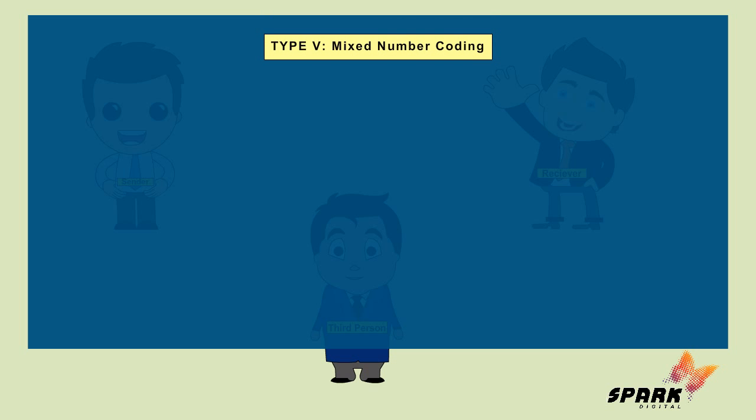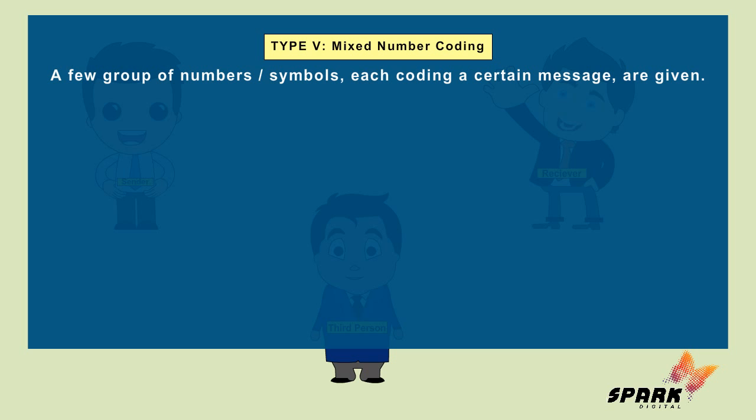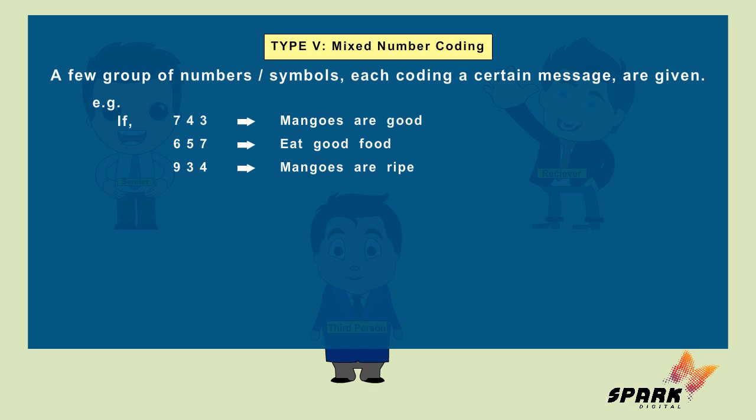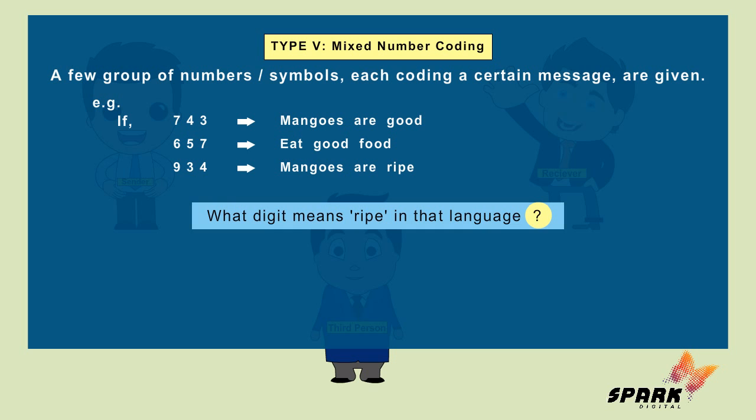Type 5. Mixed number coding. In this case, a few group of numbers or symbols, each coding a certain message, are given. For example, if 743 means mangoes are good, 657 means eat good food, and 934 means mangoes are ripe, then what digit stands for ripe in that language? In the first and third statements, the common code digits are 4 and 3, and common words are mangoes and are. So 4 and 3 are codes for mangoes and are. Thus, in the third statement, 9 means ripe.